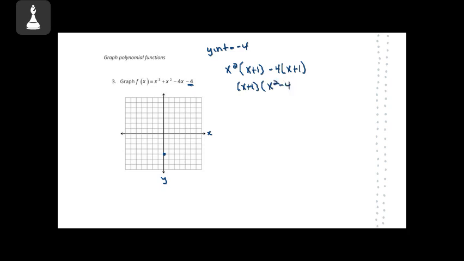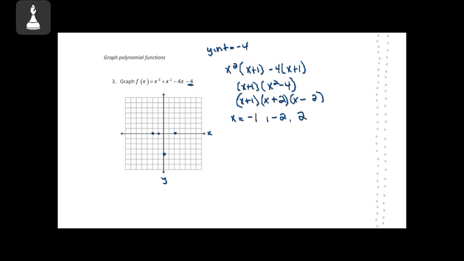Well, x squared minus 4, we know are both perfect squares. So x squared is x times x, 4 is 2 times 2, one is plus, one is minus. That means my x-intercepts are -1, -2, and 2.